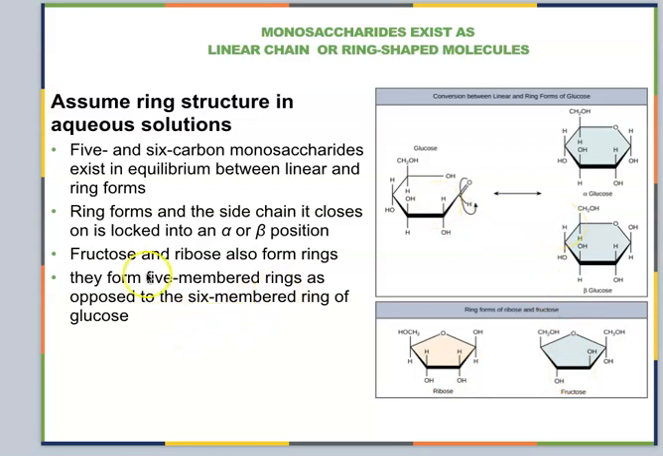The whole point is this. Rings can form on the side and it's closed and it's locked into an alpha or beta position. And then they form 5 or 6 membered rings, and these then will be used for multiple responsibilities. Some of them for energy, some of them for information storage.